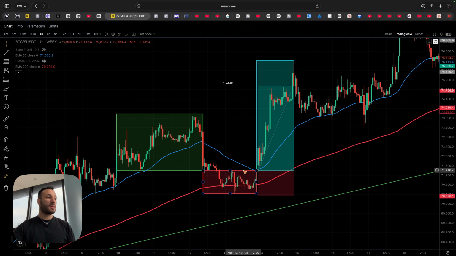The confirmation in this setup was not the first bounce and not even the second one actually, but the real confirmation came once the momentum fully shifted bullish. And now let me show you exactly why.